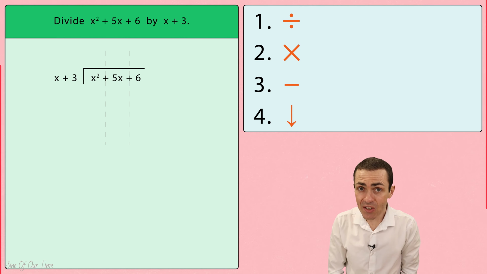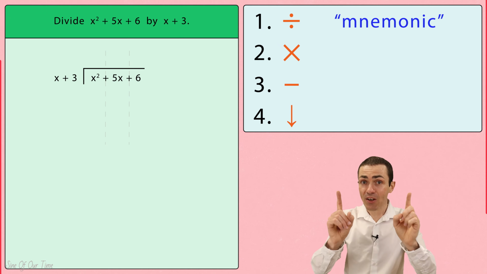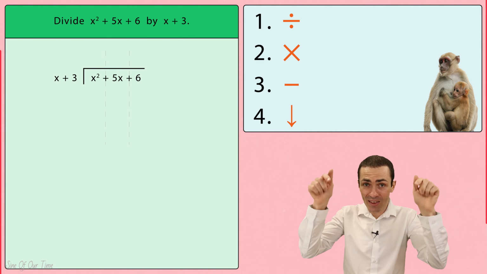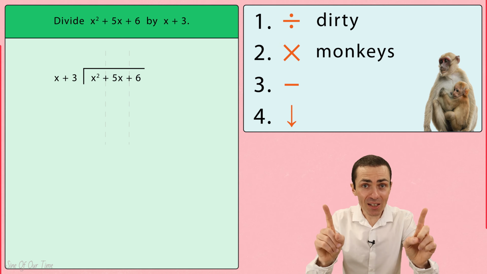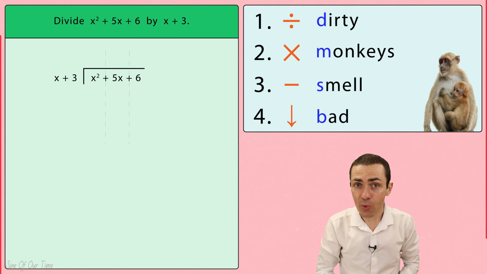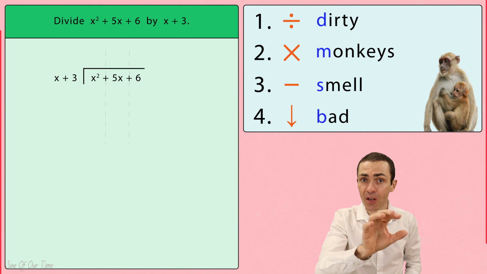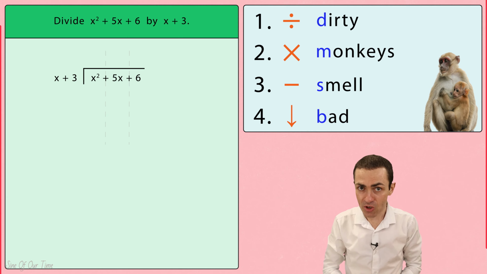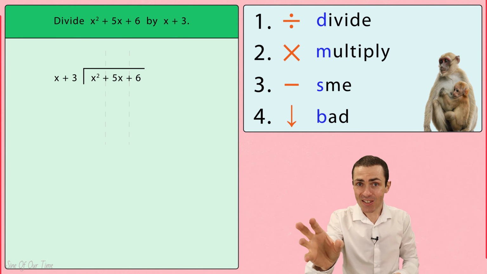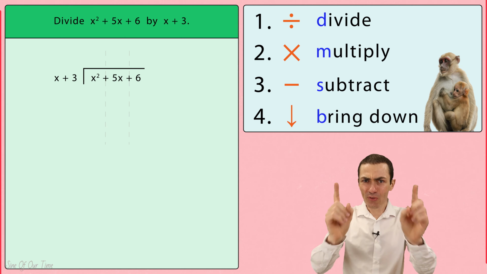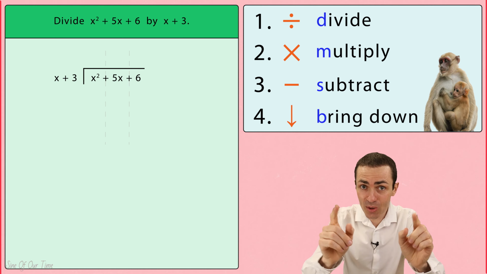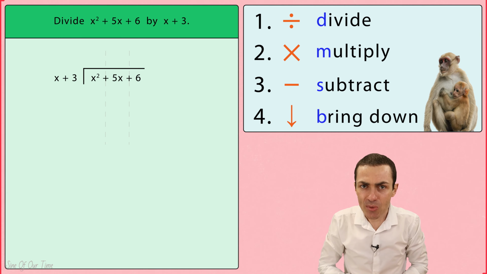To help us remember these steps, there is a mnemonic. And if you don't know what a mnemonic is, then go and Google it. Anyway, this mnemonic goes, dirty monkeys smell bad, where the first letter of each of those words helps us to remember the correct order of the steps of the polynomial long division process. Those are divide, multiply, subtract, and bring down. If this is the first time you've heard of this mnemonic and you find that it's effective in helping you remember the correct order of the steps, then let me know in the comments below.